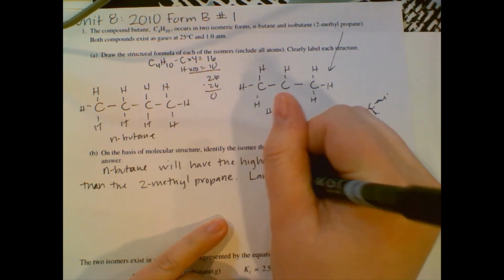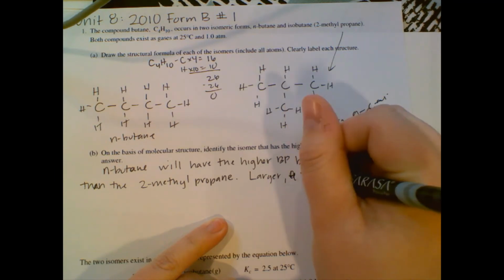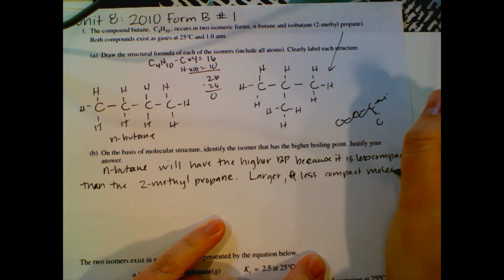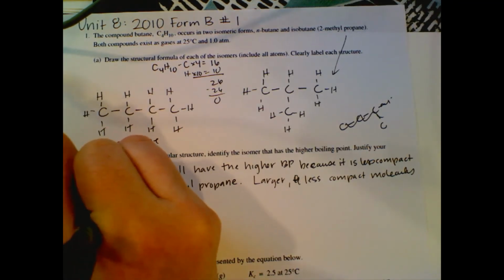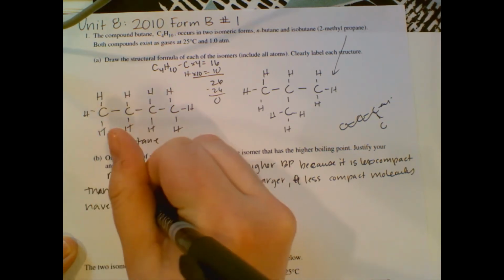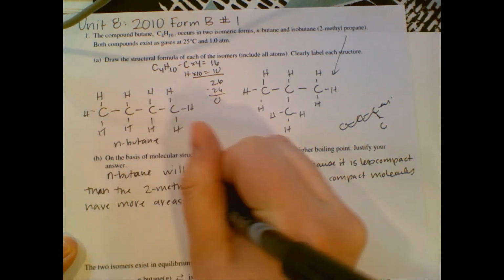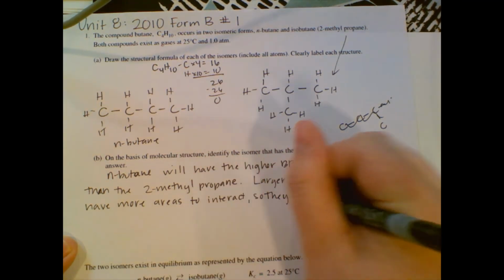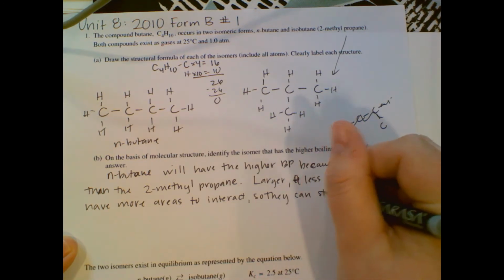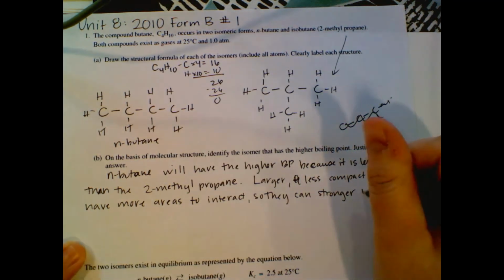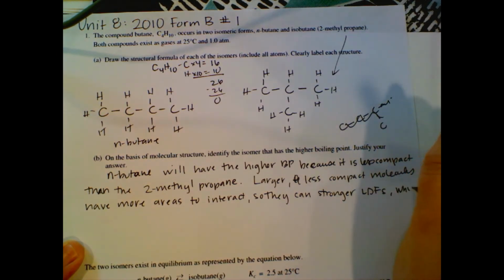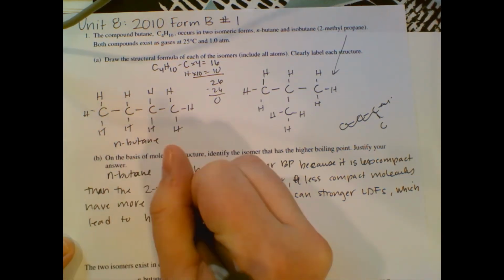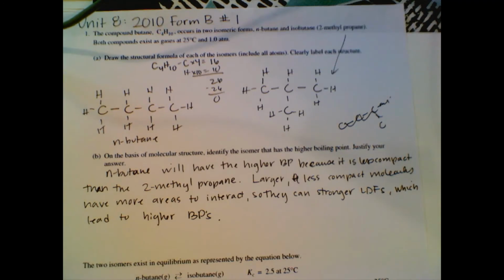I'll say larger, less compact molecules have more areas to interact. So they can have stronger London dispersion forces, which lead to higher boiling points. Okay, so that's generally how it goes.